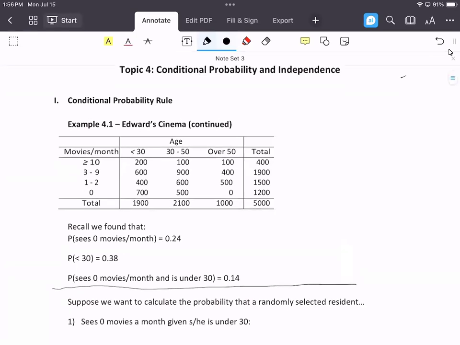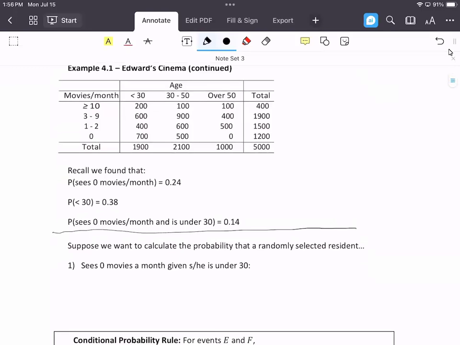Now suppose that we want to calculate the probability that a randomly selected resident sees 0 movies a month given she or he is under the age of 30. This is a little bit different than what we've done before. It doesn't say sees 0 movies a month and under 30. It says specifically given. This is a condition. You also see the word "if" sometimes. This is saying that we're only interested in the people under 30.